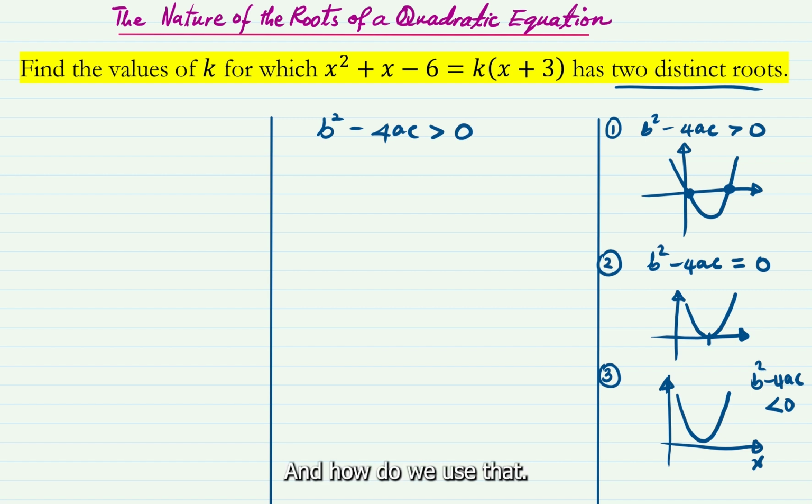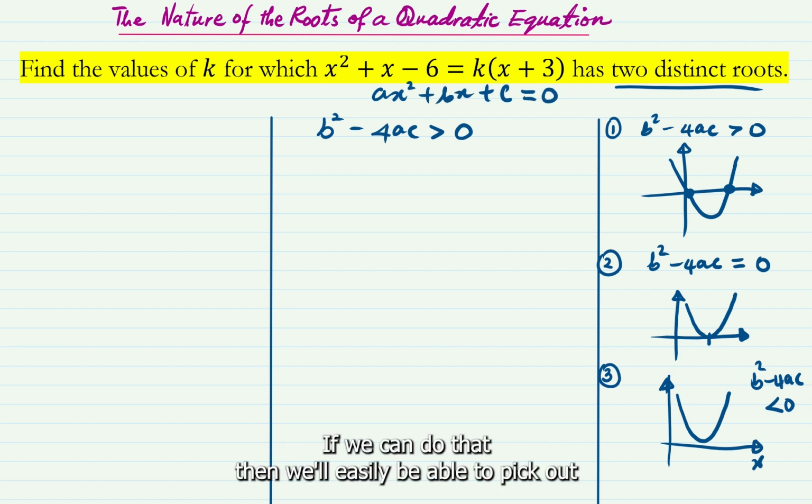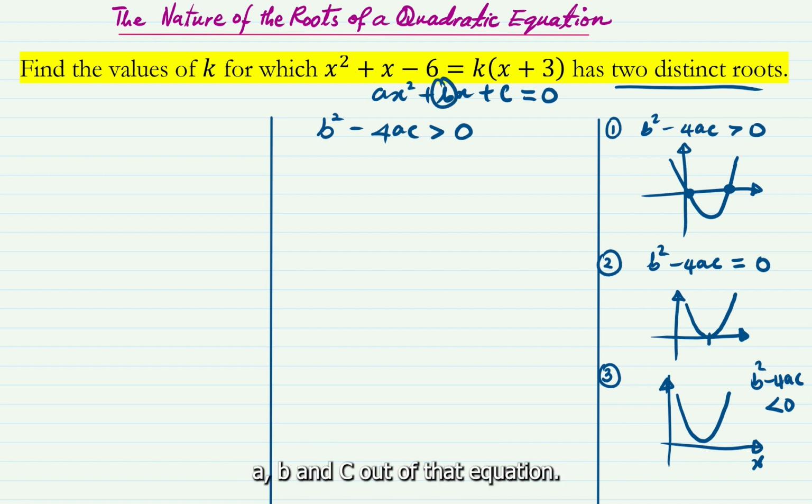And how do we use that? We are going to rewrite this in the form of ax squared plus bx plus c equals 0. If we can do that, then we'll easily be able to pick our a, b, and c out of that equation and then use this inequality. Now let's rewrite that equation.